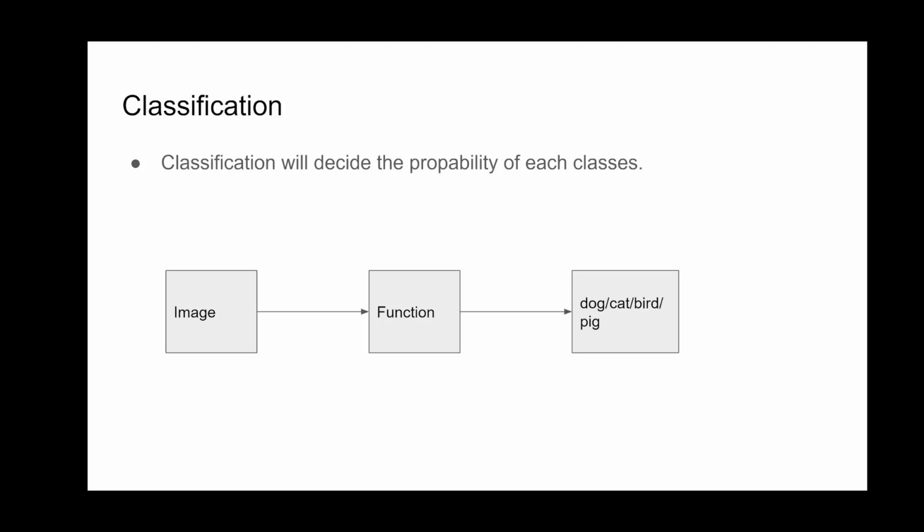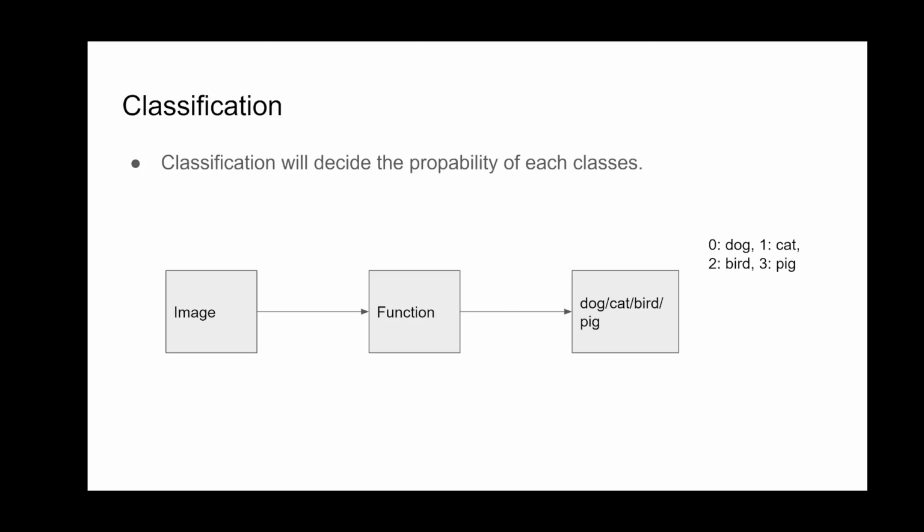The first question is how could we represent the dog, cat, bird, and pig here? A simple answer is that we can use a number for that. For example, 0 is dog, 1 is cat, 2 is bird, 3 is pig.